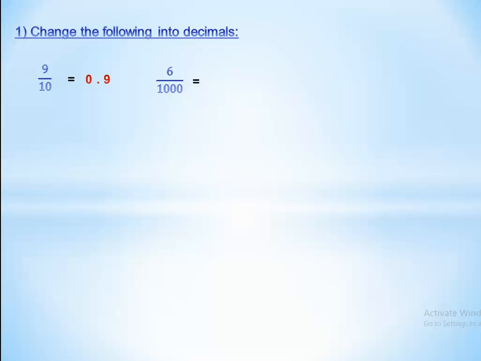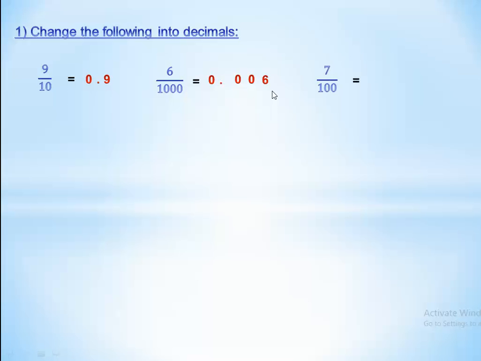Okay, 6 over 1000. As we said, put 6. And how many zeros? 3 zeros. So let's count 1, and we don't have 2 or 3, so we are going to put zeros. 0 and 0 and decimal point and 0. So we can read it as 6 thousandths.